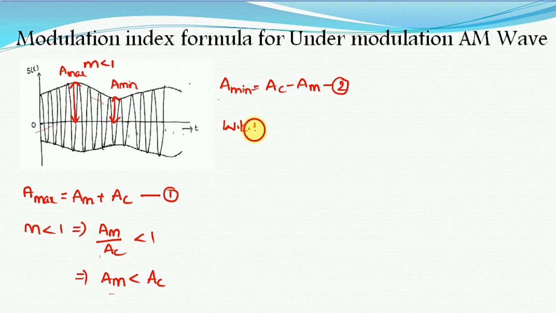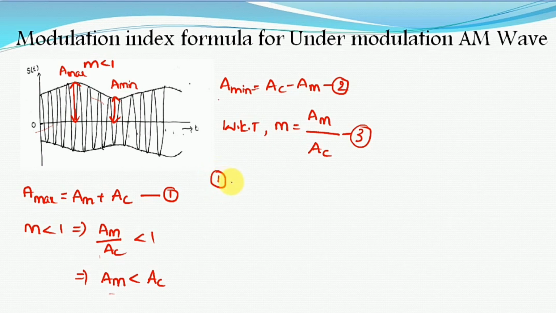We know that from the definition of modulation index, m is equal to the ratio of the amplitude of the modulating wave to the carrier, that is Am by Ac. Now we have to find the values of Am and Ac. Thereafter we will substitute them in this modulation equation. Let us consider it as equation 3. Now, in order to get the Am value, simply subtract equation 1 and 2.